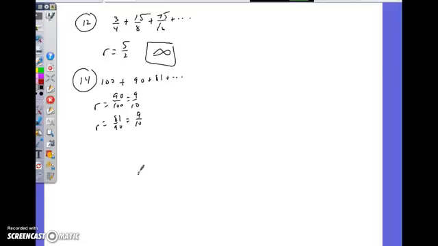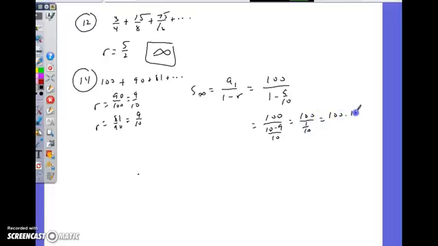All right. So I'm going to go ahead and use my formula. The sum of an infinite series equals A1 over 1 minus r. First term is 100. 1 minus 9 tenths. Working it forward, I get 100 over 10 minus 9 tenths, which is 100 over 1 over 10. 100 times 10 over 1, which is 1,000.